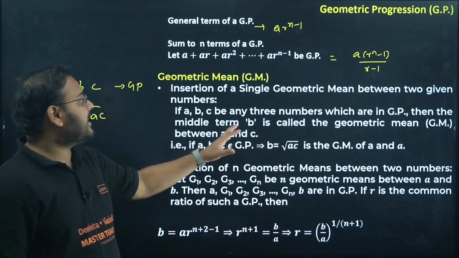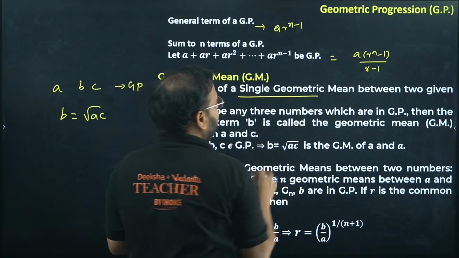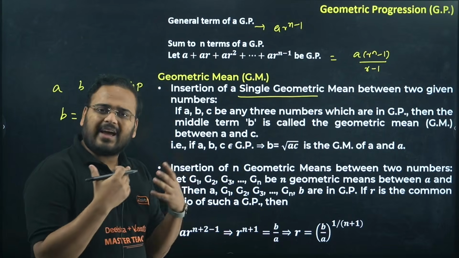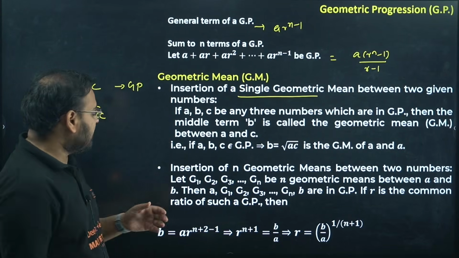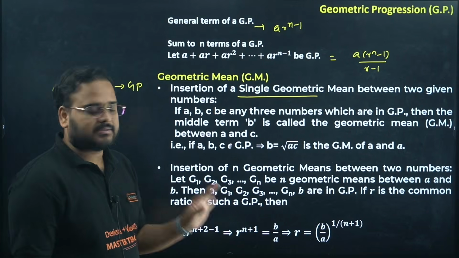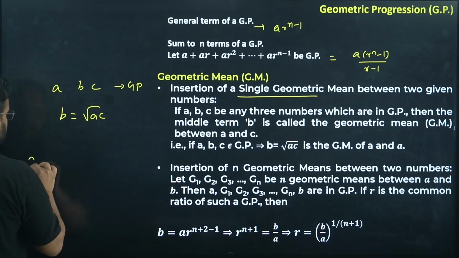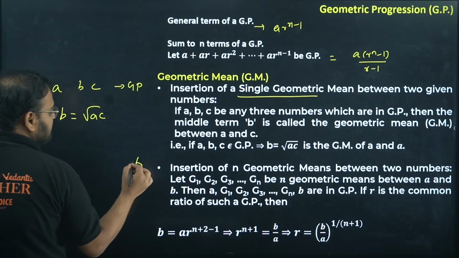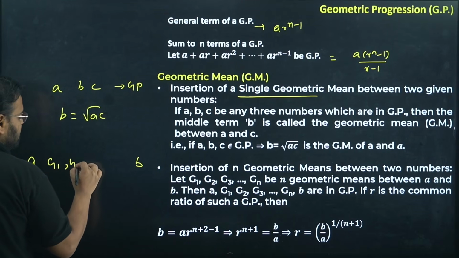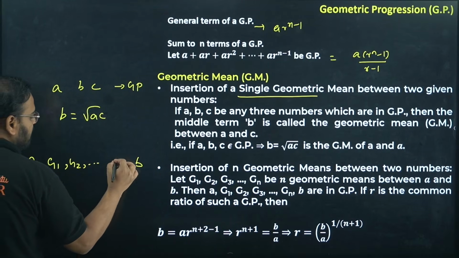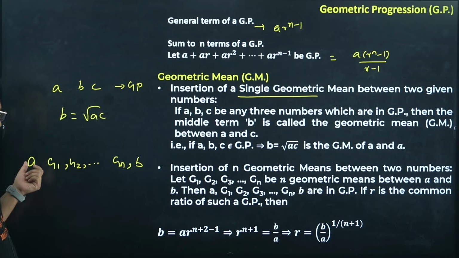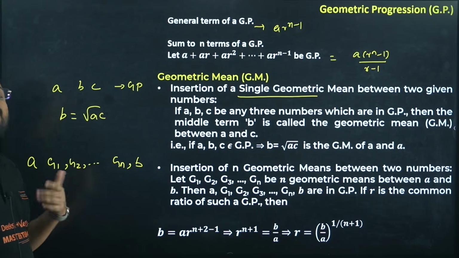Now, this is the case when you have only one geometric mean between two given numbers. When you have 1, 2, 3 or n geometric means, how do we get that, sir? That comes from this relation. Check what happens if you have n geometric means. Basically, the first term, let's say, is a, and the last term is b. The first geometric mean is G1, the second geometric mean is, let's say, G2, and so on till the last geometric mean being Gn. So basically I am having a GP which has how many terms, sir?